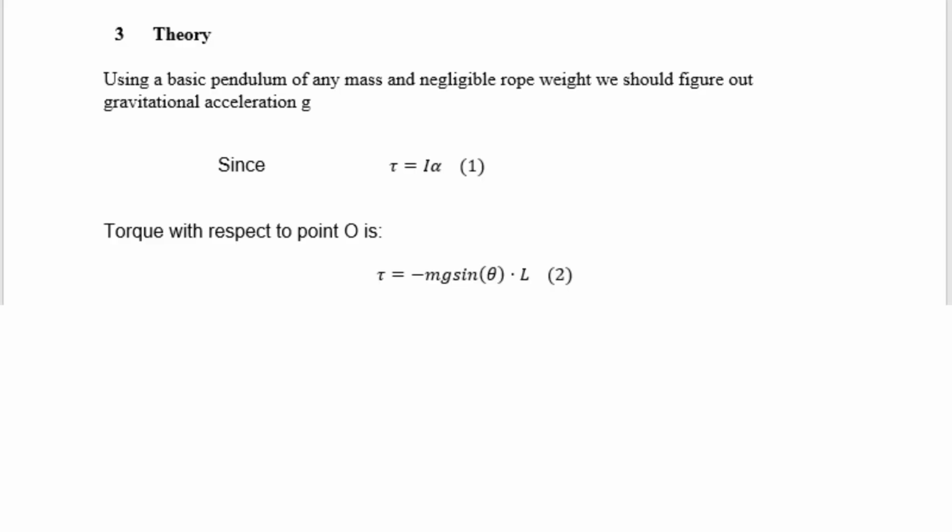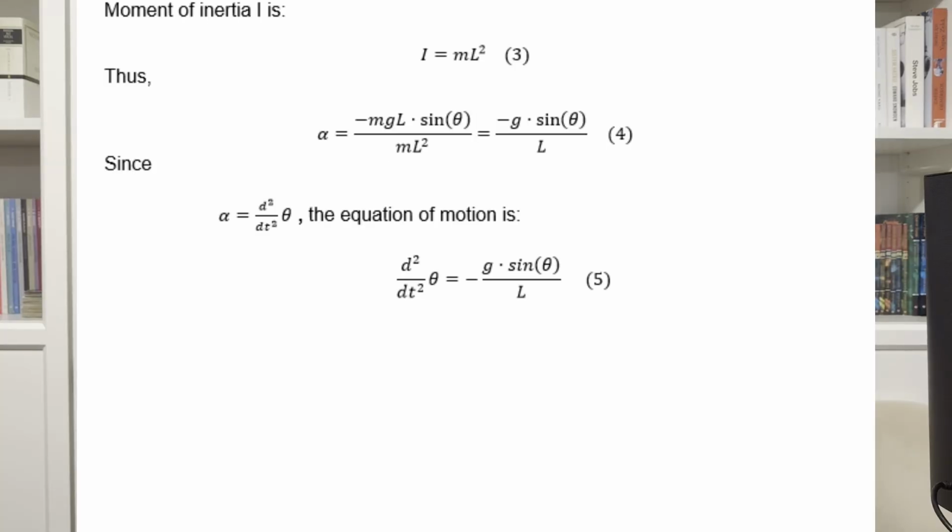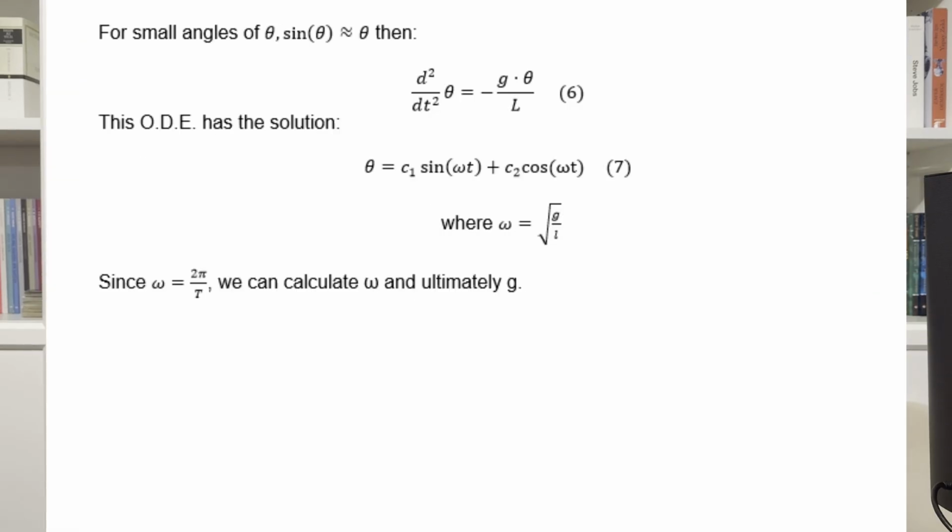The detailed derivation can be seen in the report, but to simplify, I use Newton's second law in angular form on the mass to obtain a differential equation. Upon solving the equation for angle theta, I find that the solution is a periodic function only dependent on the gravitational acceleration and the length of the rope. So, if we can measure the period and length of the rope, we can find G.